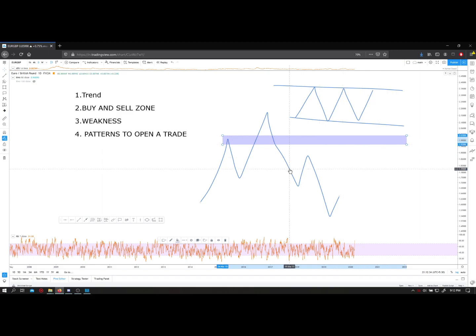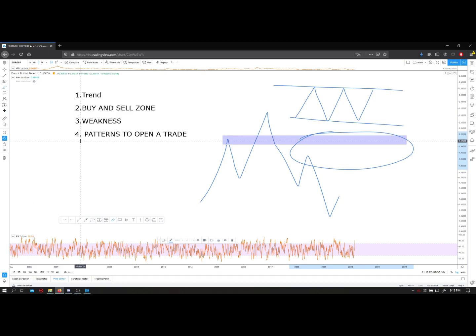The third thing is weakness. It is a very important factor. Weakness can be in the form of divergence, loss of momentum, trendline strategy, etc. Everyone has their own way of finding weakness, and we're going to find weakness near this level. When price reaches this level, we're going to look for weakness.